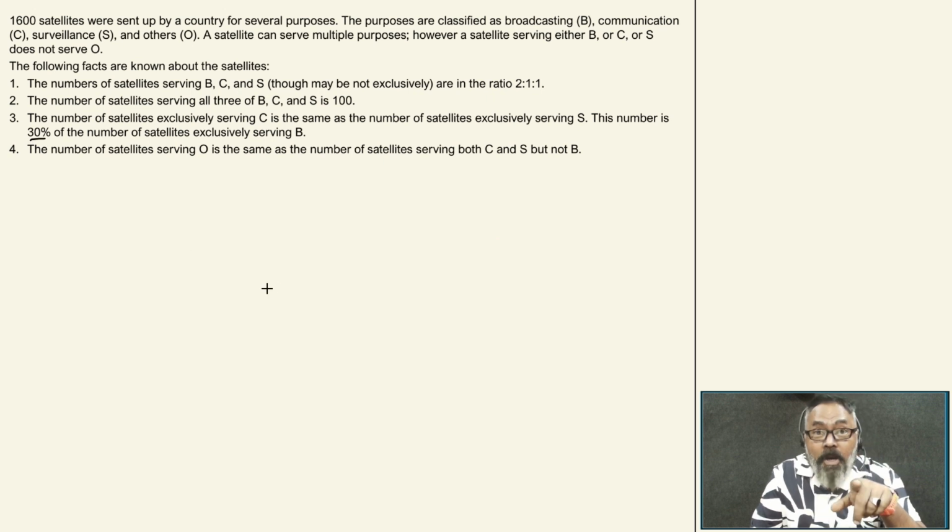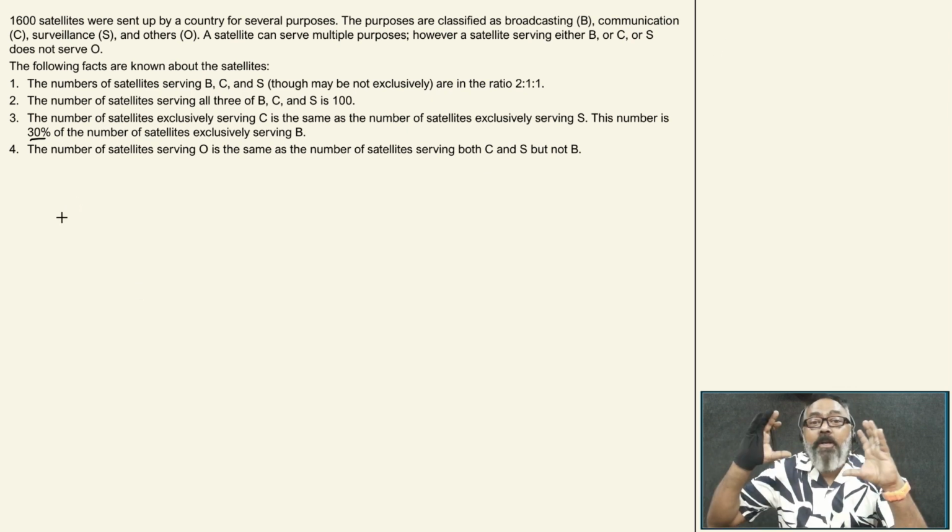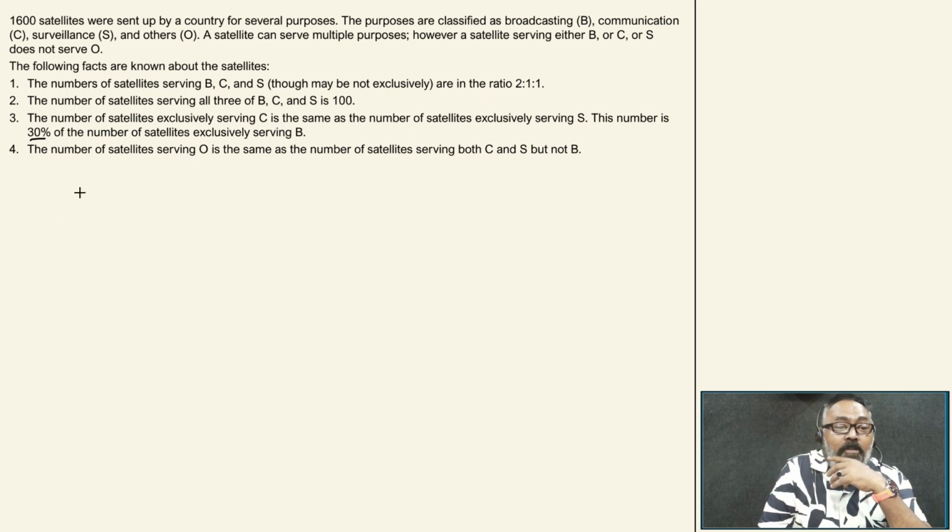30%, not 0.3, 3 by 10. 10x, 3x. Right. The purposes are classified as B, C, S or O. 4 purposes. A satellite can serve multiple purposes, set theory. However, a satellite serving B, C or S does not serve O. So O is independent. So we think about a set already that B, C and S are connected together. O is separate.